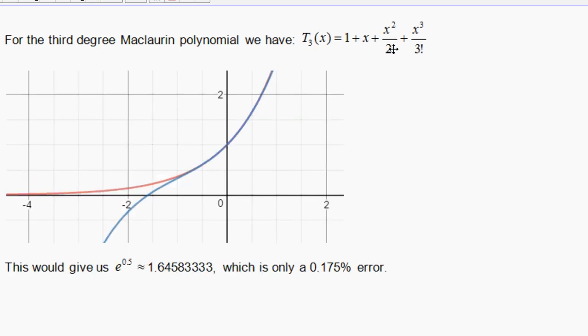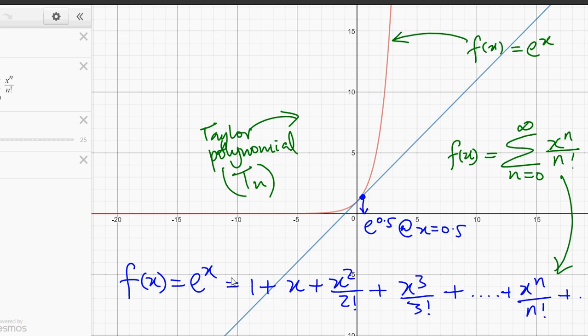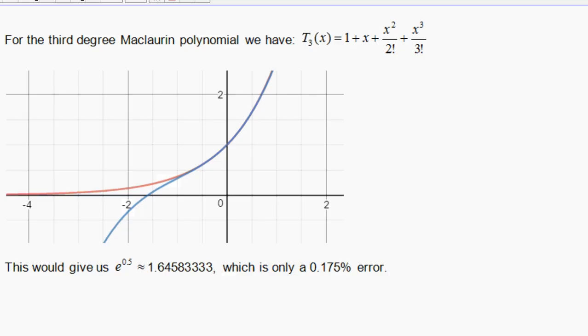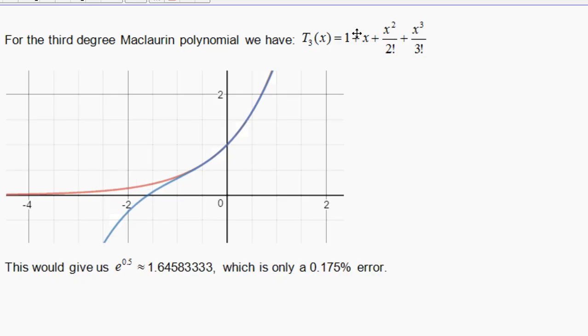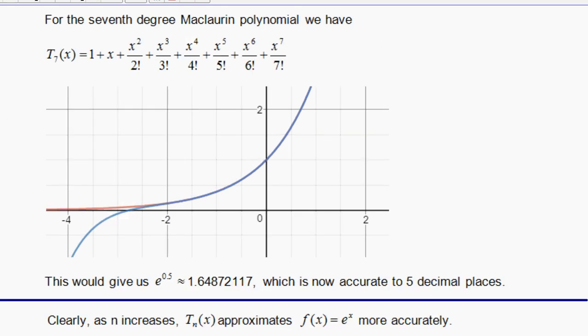And if we use a third degree polynomial, it will be something like that. So what you have here. If you use the third degree polynomial, this will give us e to the power 0.5 as 1.6458333, which is only a 0.175% error. Now, if you use a fifth degree polynomial, a seventh degree polynomial, all right?